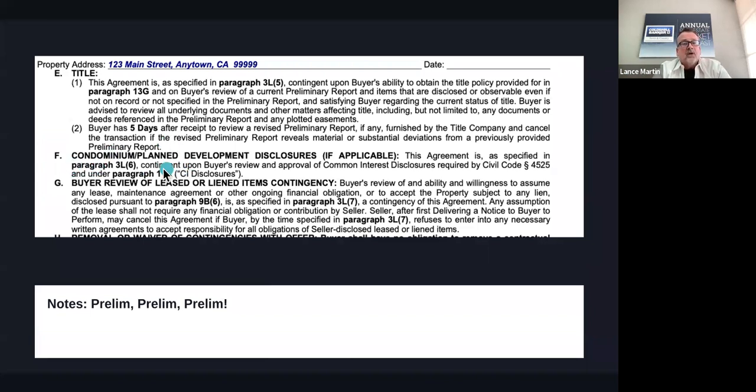Is it a condominium, a planned unit development, PUD? I don't know, it looks like they took the word unit out of there. But you've got a planned development. A lot of times I just use the acronym PUD, planned unit development. You'll hear CID, common interest disclosures. You'll also hear common interest development, CID.